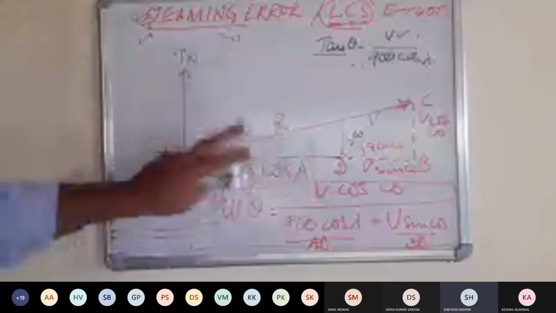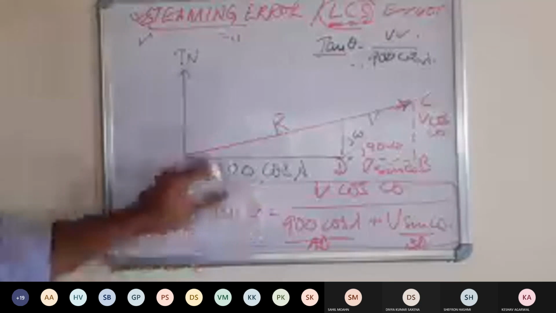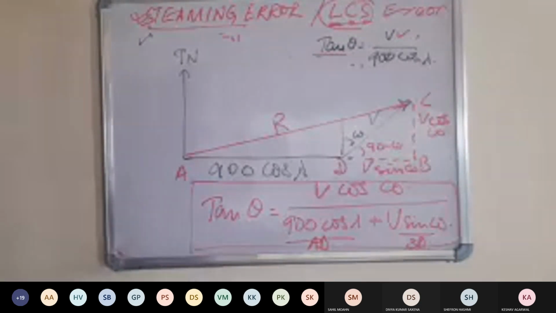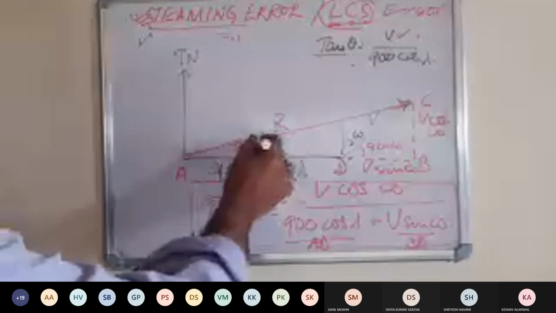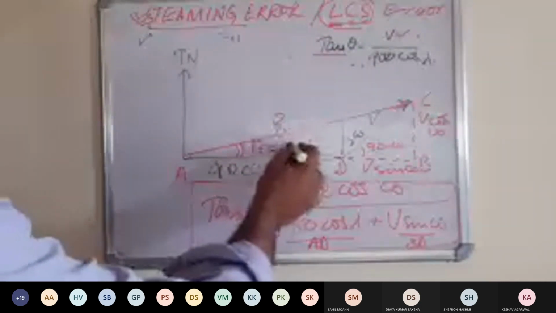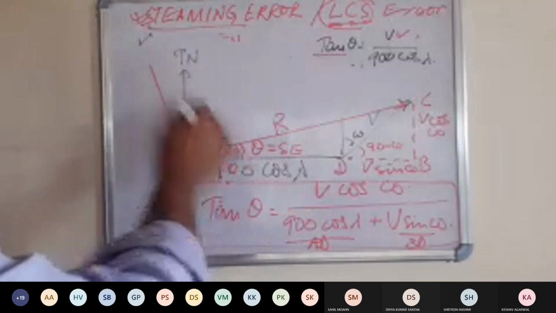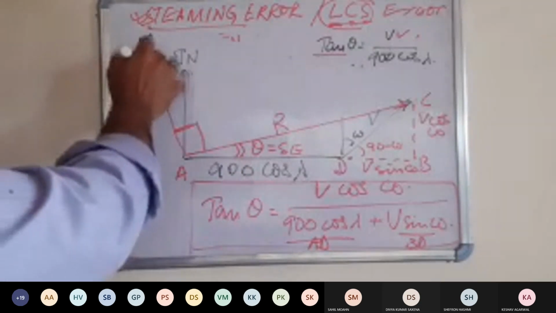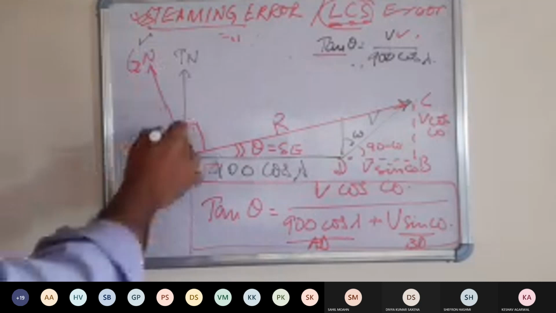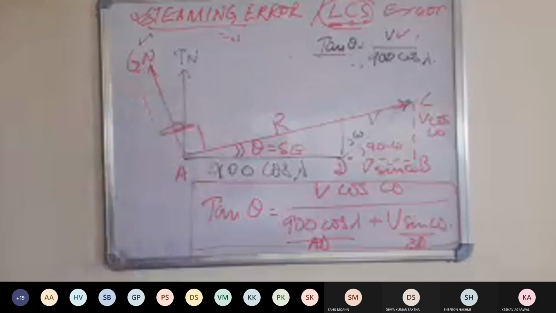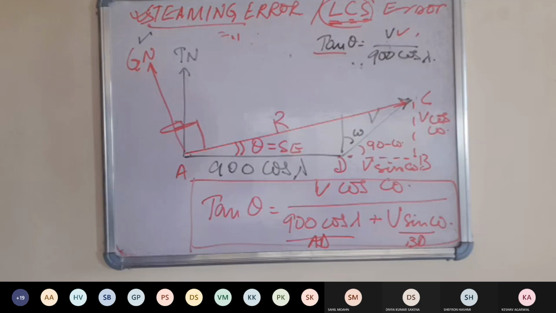So write it down. Make this diagram, and below it write this formula for tan theta. Then I will explain it. Make this diagram, then I explain.